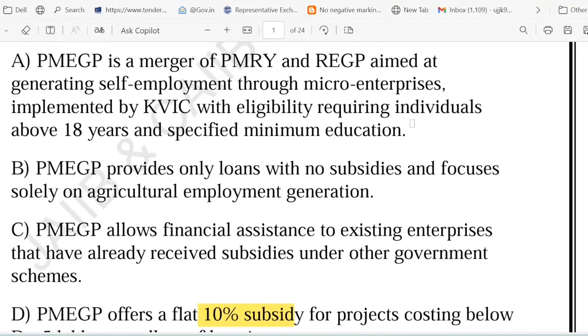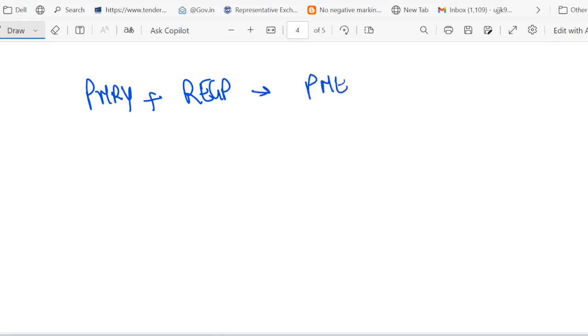Let's look at option number 1. Option number 1 is correct. Why? Because PMEGP was created by combining 2 schemes. The first scheme was called PMRY, Prime Minister Rozgar Yojana. It was merged with REGP, which we call Rural Employment Generation Program. And after merging, PMEGP evolved.